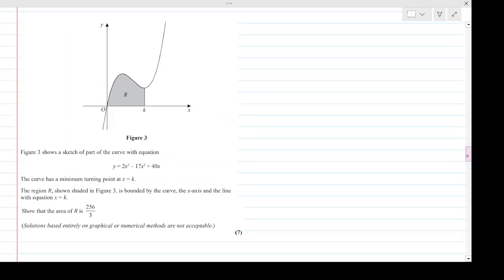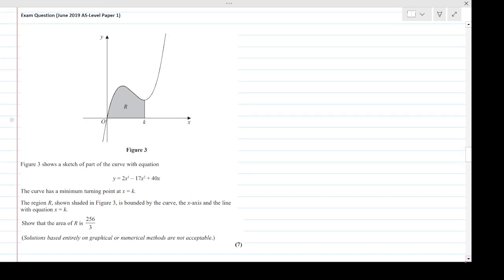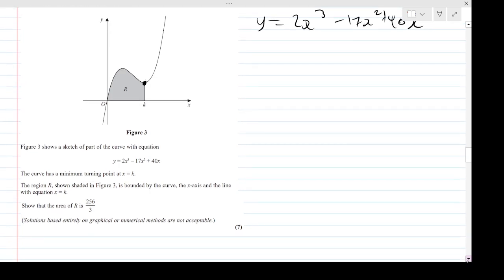Okay, I've got this exam question to finish off with. It's quite an interesting one because we're given a sketch, right, of this curve here, 2x cubed minus 17x squared plus 40x. Cool. We're told it has a minimum turning point. Now that's where it gets interesting. It has a minimum turning point at x equals k. You can see that here, right? It's a minimum point. That'd be a maximum, but we don't need to consider that. So it links differentiation quite nicely that we looked at last chapter.